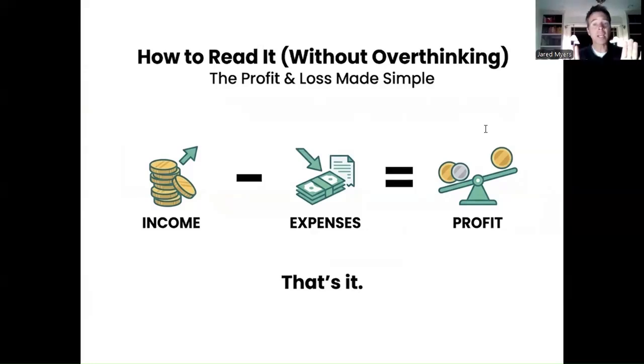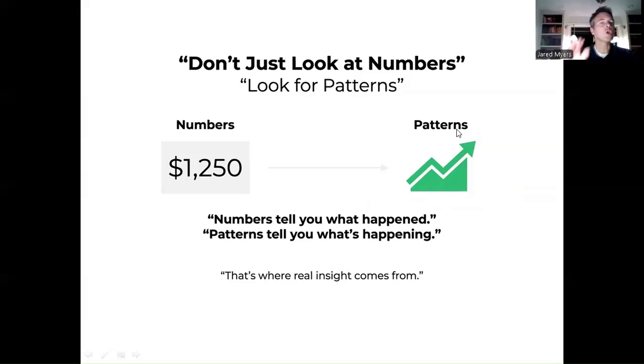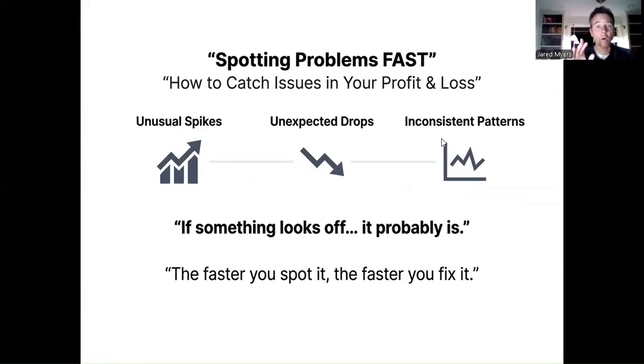Now, don't overcomplicate this. At its core, the profit and loss is just money in minus money out equals profit. That's it. Top section income, middle section expenses, bottom net profit. Think of it like your personal bank account. Income equals your paycheck, expenses equal food, rent, Netflix, profit, what's left over. Simple. But here's where it gets interesting. You're looking for patterns.